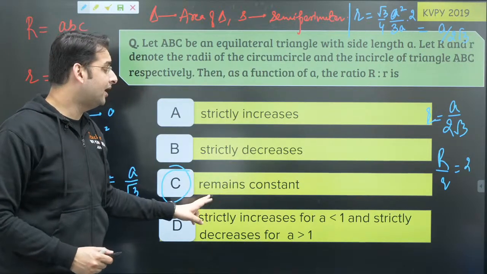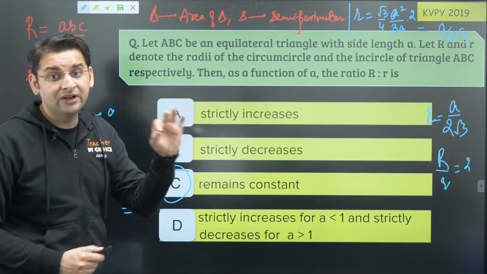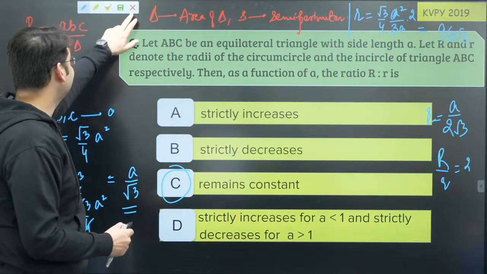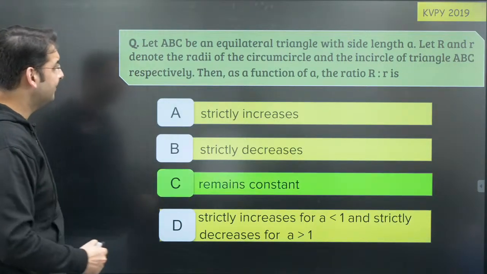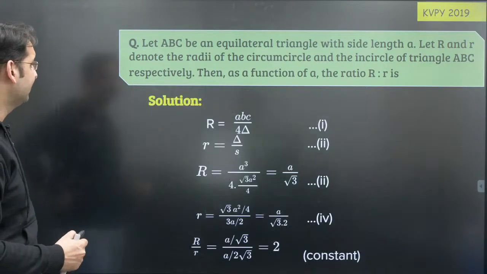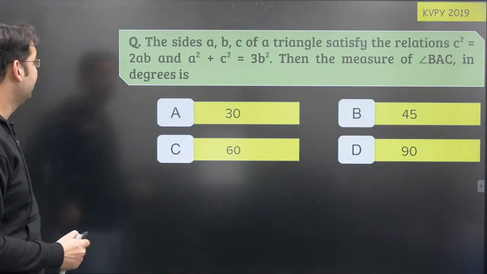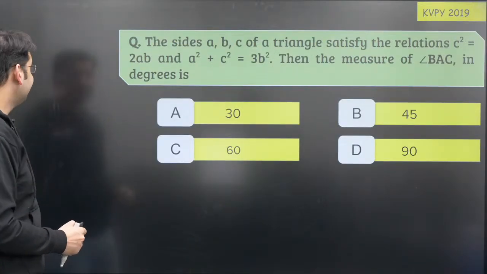So capital R upon r will always remain constant for an equilateral triangle. Please remember this. Okay? चलिए आगे बढ़ रहे हैं. आगे बढ़ते हैं बच्चों. Let us see if you are able to do this, guys.